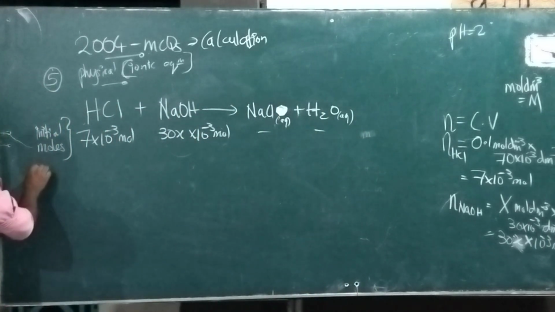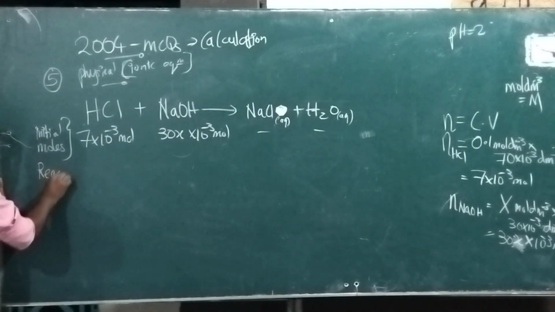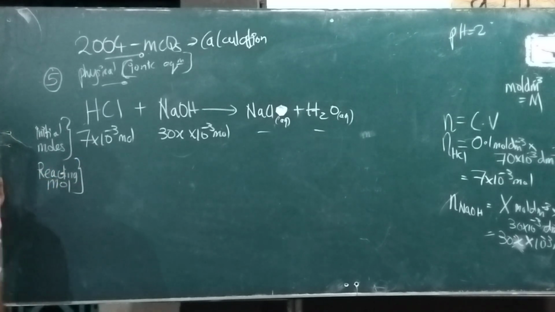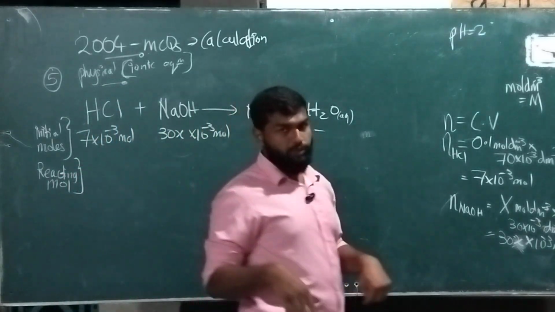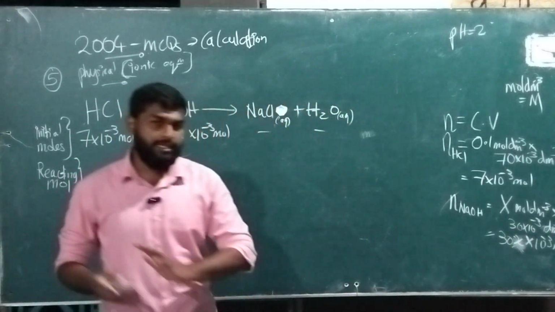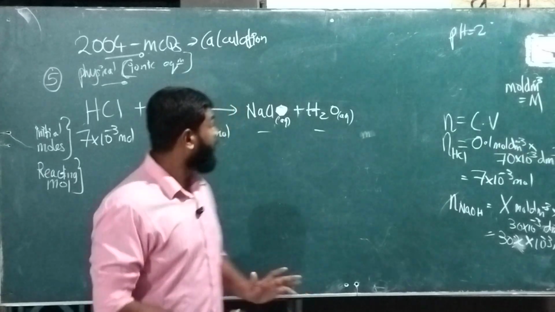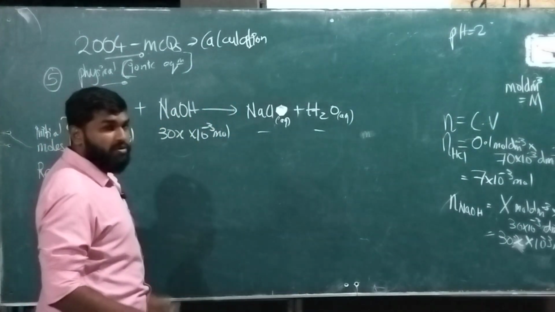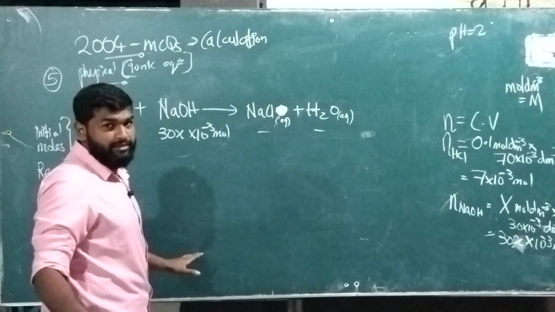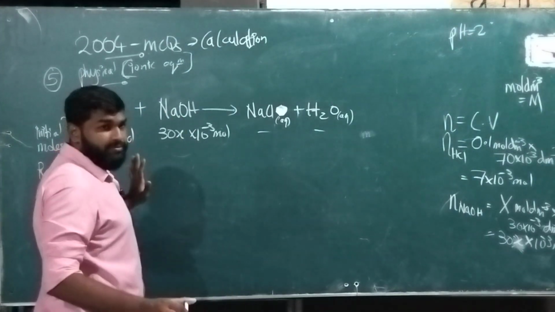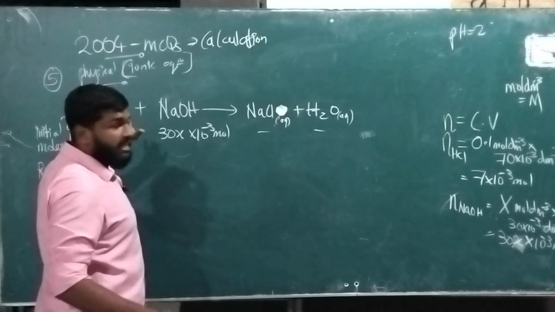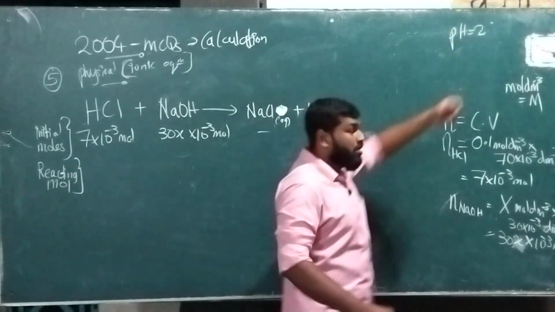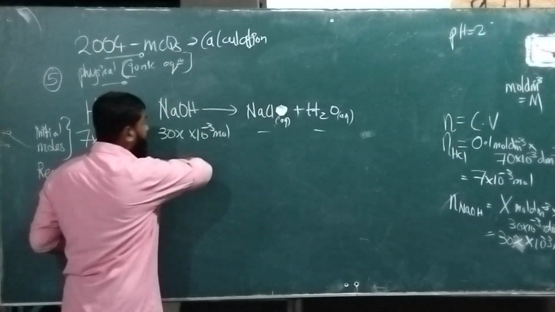Now be careful, we have to go to the reacting moles. Here comes the deal. As I said, pH is going to be 2, which means the solution is acidic. So will any base remain? No, the base will be completely destroyed. There will be an excess of HCl, and that's how the pH became 2. You understand how pH became 2? Here NaOH is going to be completely eliminated.